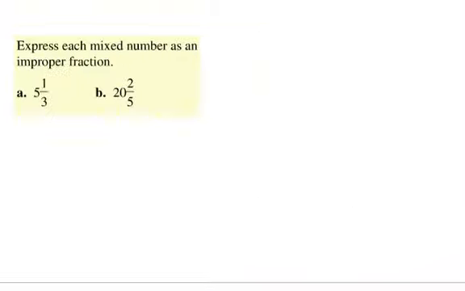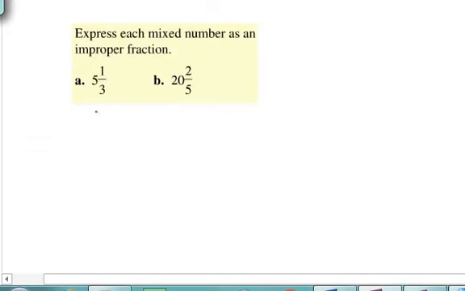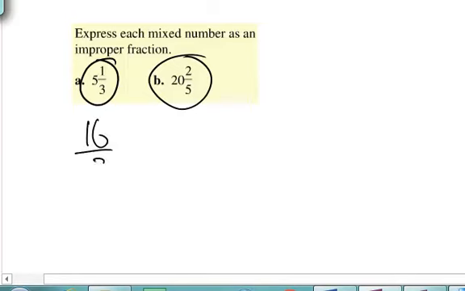I want to give you a moment to try these 2 here. For the first one, you should have ended up with 16 over 3. And for the second one, you should have ended up with 102 over 5.